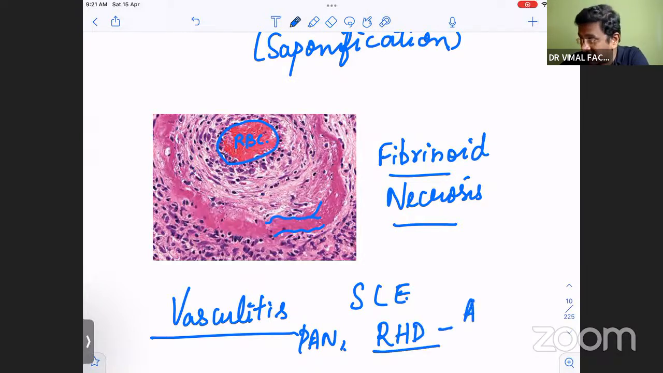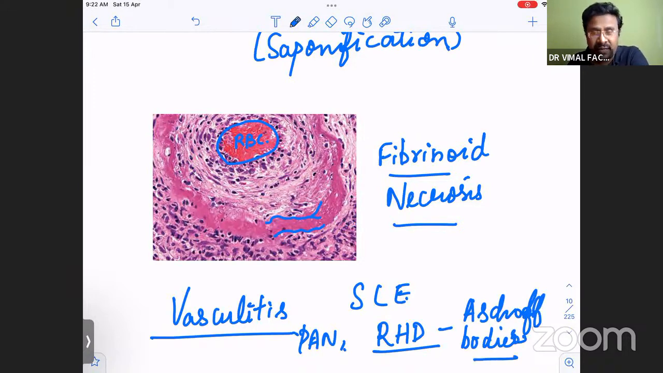And rheumatic heart disease, the Aschoff bodies. In the Aschoff bodies also you can see fibrinoid necrosis. So these are all the areas where you can get fibrinoid necrosis.